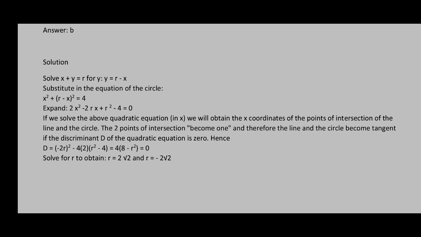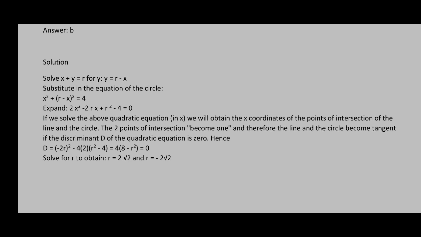For y is equals to R minus x. Substitute in the equation of the circle, x squared plus R minus x quantity squared is equals to 4. And expand 2x squared minus 2rx plus r squared minus 4 is equals to 0. If we solve the above quadratic equation in x, we will obtain the x coordinates of the points of the intersection of the line and circle.